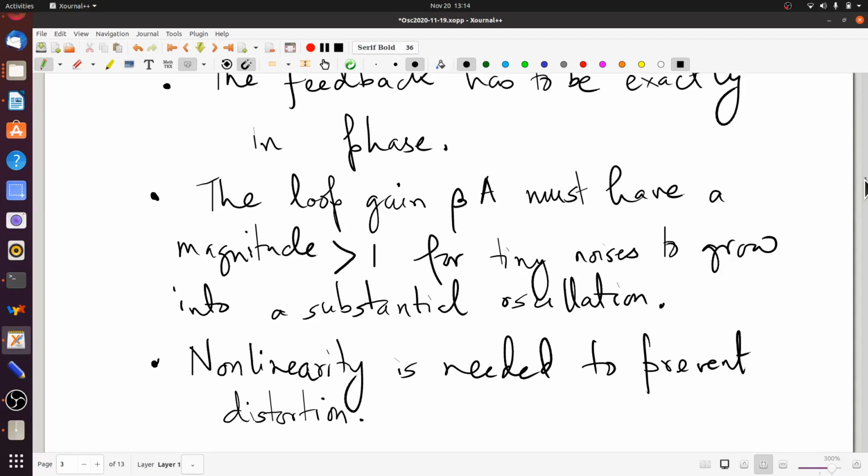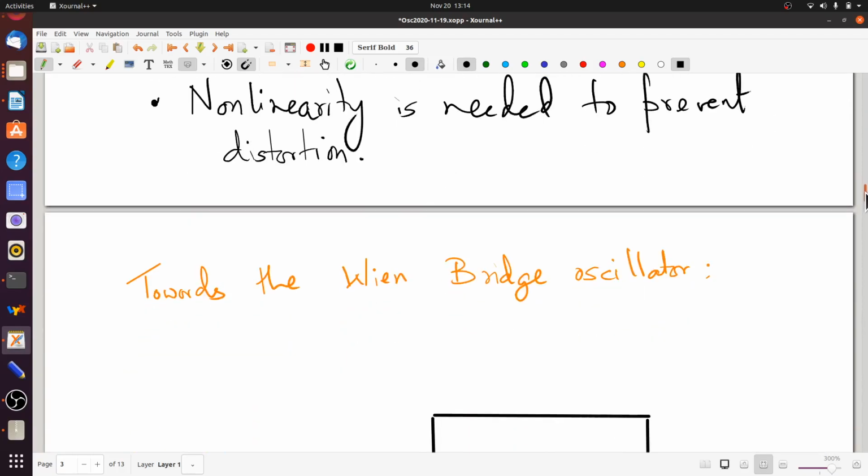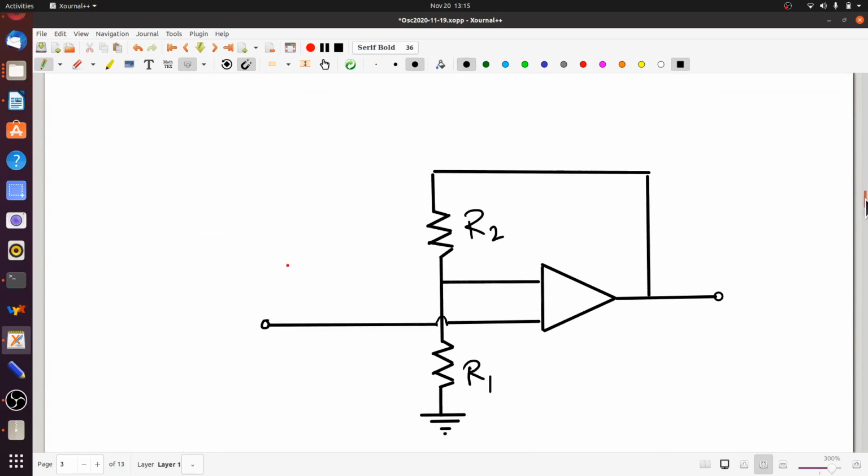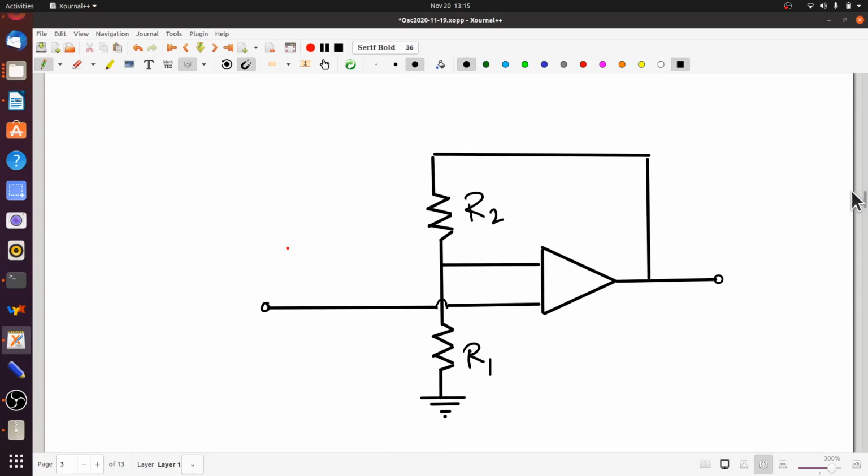Now that we have understood how a circuit can be made to oscillate, let us take a look at a particular example. And the first example that we are going to look at is a very, very important circuit. It's called the Wien Bridge oscillator. And what we are going to talk about is how we can approach a design of the Wien Bridge oscillator. Now this one, the circuit that you see on your screen right now, of course is not a Wien Bridge oscillator. It's a standard op-amp circuit.